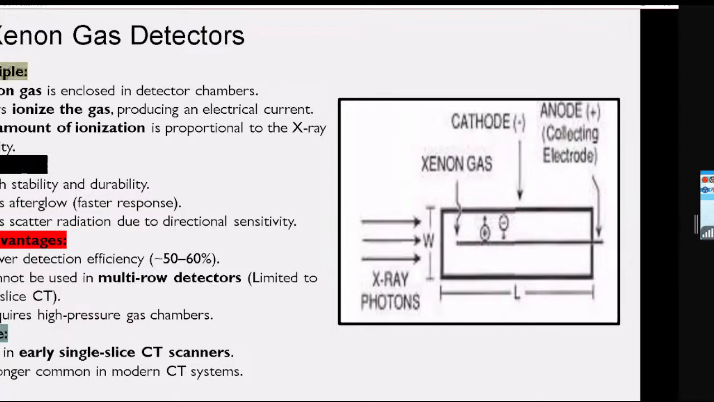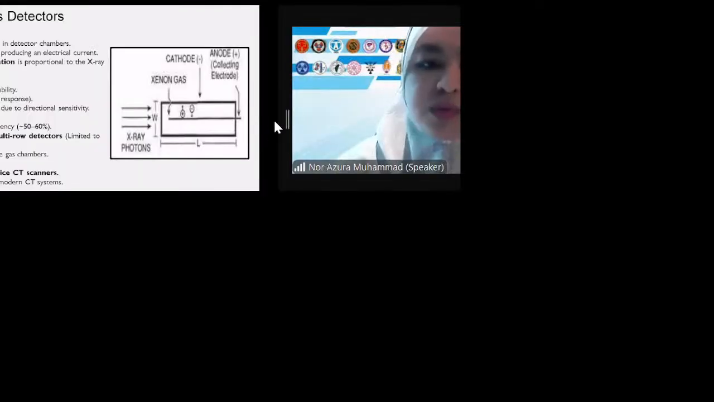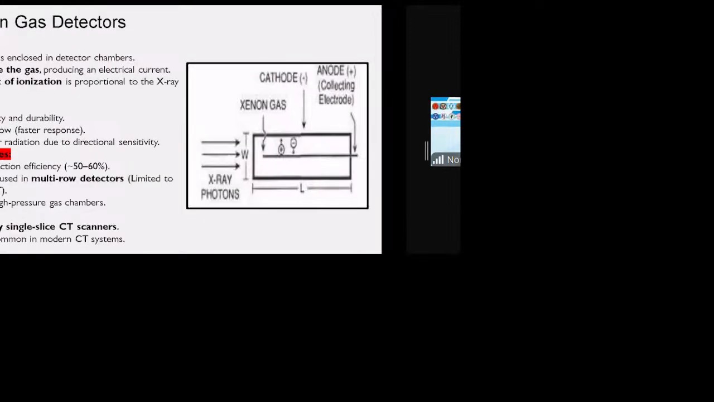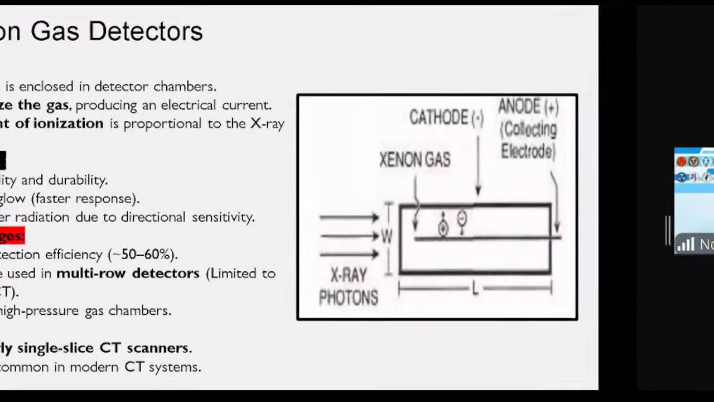But the disadvantage is very low detection efficiency, just about 50 to 60%. It cannot be used in a multi-row detector, so it is limited to single slice CT, and it requires a high pressure gas chamber. That's why this type of detector was only used in early single slice CT scanners, and is no longer commonly used in modern CT systems.